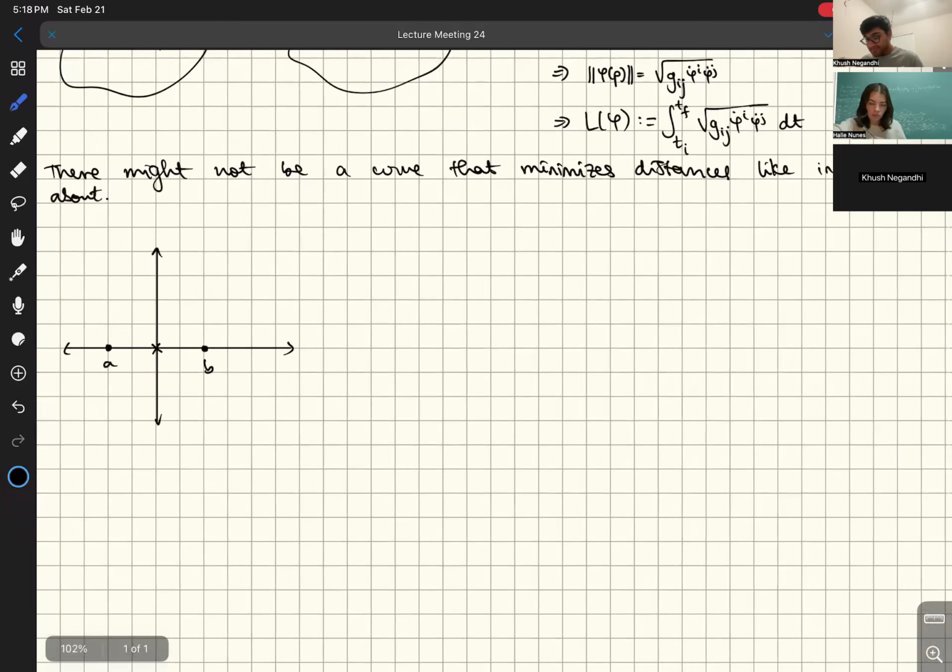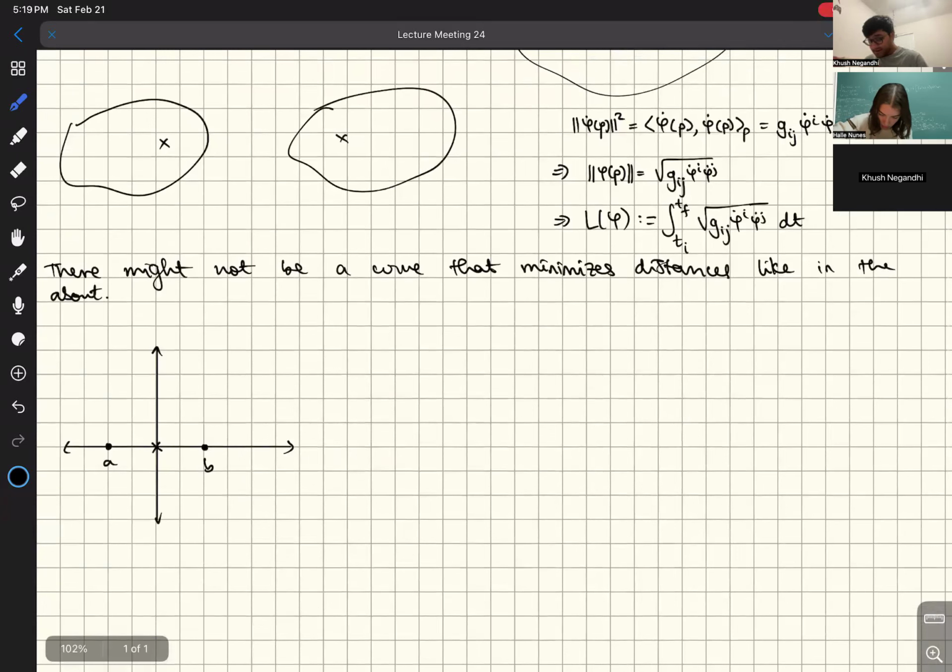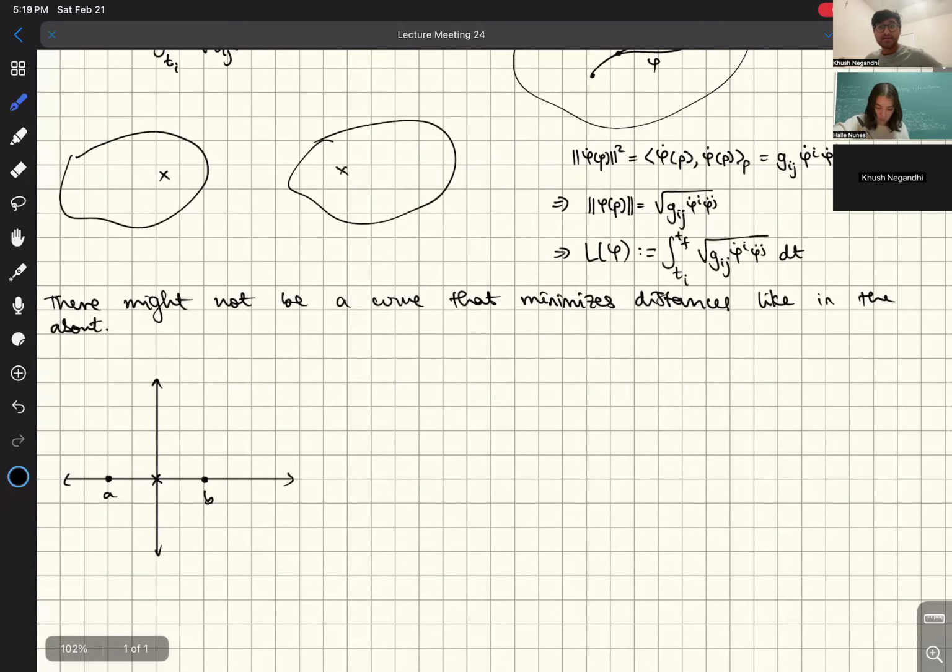Okay, so now this might feel like not the best start, but let's sweep these issues under the rug for now. Because as it turns out, given any two points, there is a curve that locally minimizes the distance. So if I take a point and look in a small enough neighborhood, I can find paths to these points that minimize the distance. And these curves are called geodesics.